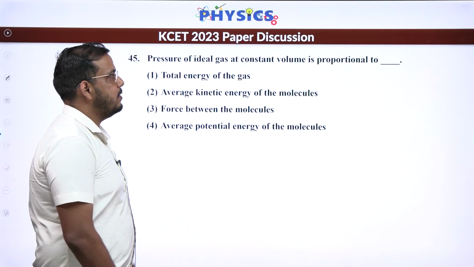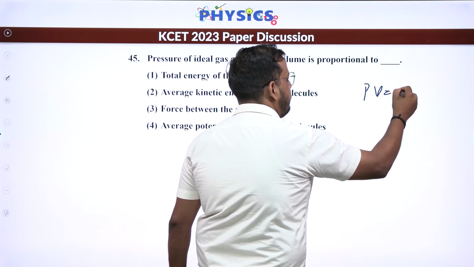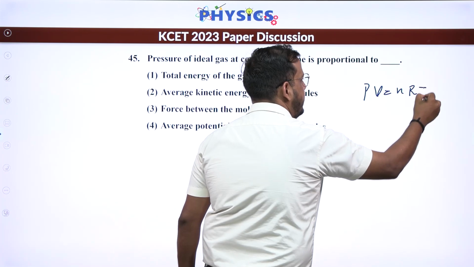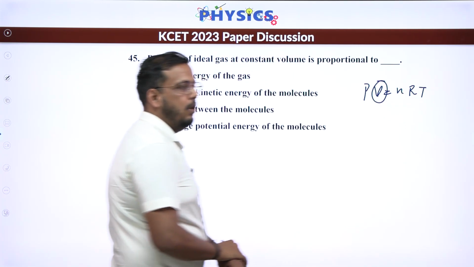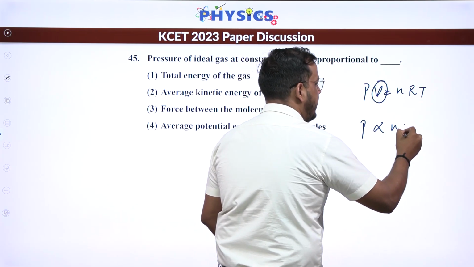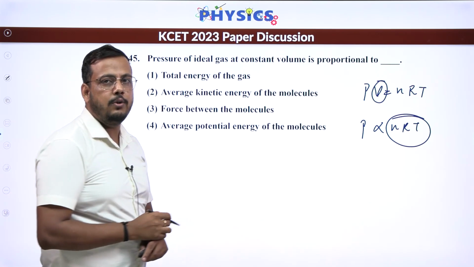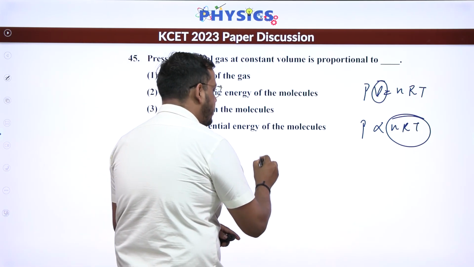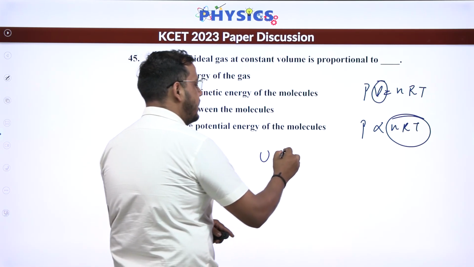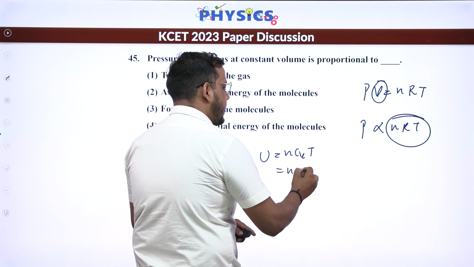Pressure of ideal gas at constant volume is proportional to. If we follow the ideal gas equation, PV is equal to nRT. They are telling that volume we are considering constant, so pressure is directly proportional to nRT. Now this nRT, if we see the total internal energy of the gas, the internal energy formula is nCvT, where Cv is fR by 2.